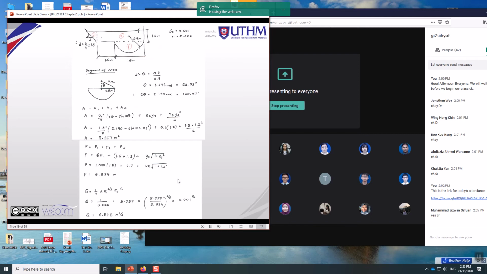In this solution here, I didn't solve for R first. If you look at my solution, I substituted in Manning's equation, directly substituting R equals A divided by P, because the Manning coefficient is given. I have Q equals, I substitute my Manning coefficient, my flow area, and wetted perimeter as well as my longitudinal slope. So I have Q equals 6.546 meter cubed per second. I hope you will understand this question here.